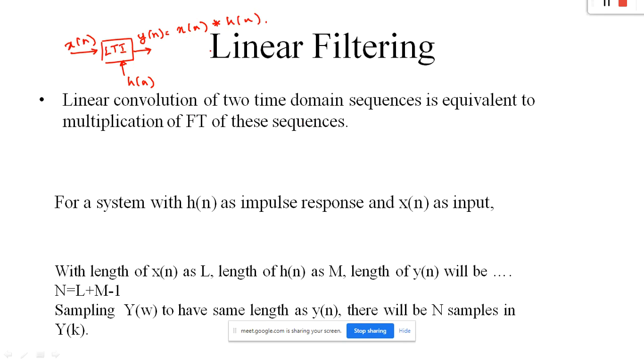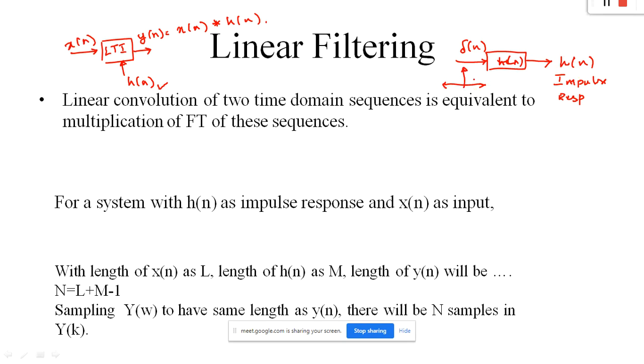Why do we call this a convolution? Why do we call this an impulse response? When I have a system h of n, and the input is given, the output is what we call the impulse response. So what do you mean by impulse response? When the input is an impulse, how does the system response behave? The impulse response is nothing but the response of a system when the input is an impulse.